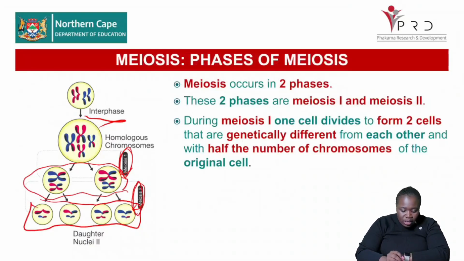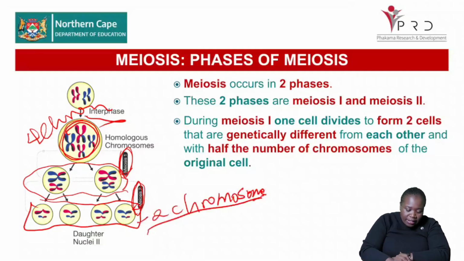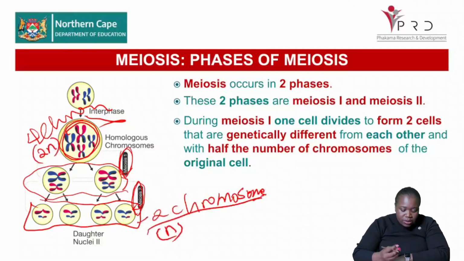So if we have a look at this, we would see that we started off with a cell that has 4 chromosomes. And then we ended up with 4 cells that have 2 chromosomes. Can you see that at the end of meiosis, these cells have now halved the chromosome numbers from 4 to 2, meaning that they have halved the chromosome numbers from 2n to n, right? Because as we have just said, meiosis produces cells that are haploid.